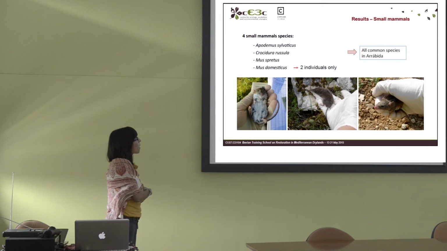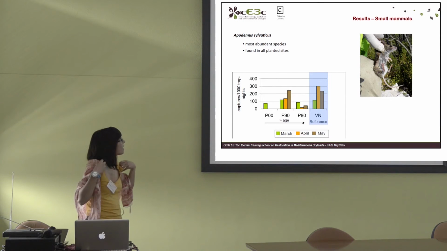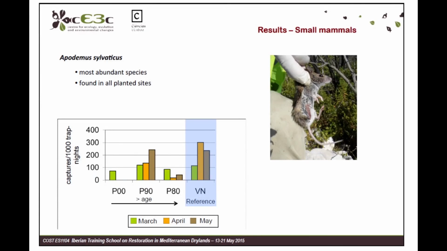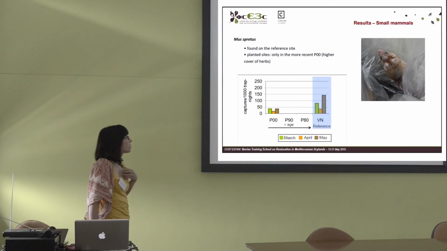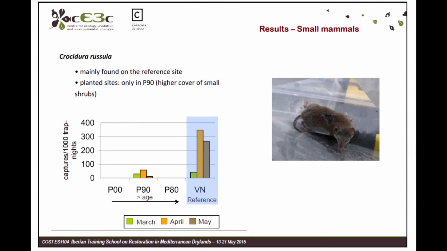Then, with small mammals, we found 4 species. All species are common in Serra da Arrábida. They are common species elsewhere. Apodemus sylvaticus, which was the most abundant species, was found in all planted sites. Mus musculus was found only in reference and in more recent sites that have higher cover of herbaceous species. And Crocidura russula was mainly found in reference sites and in the site that was planted in the 90s, the site with more shrub cover.